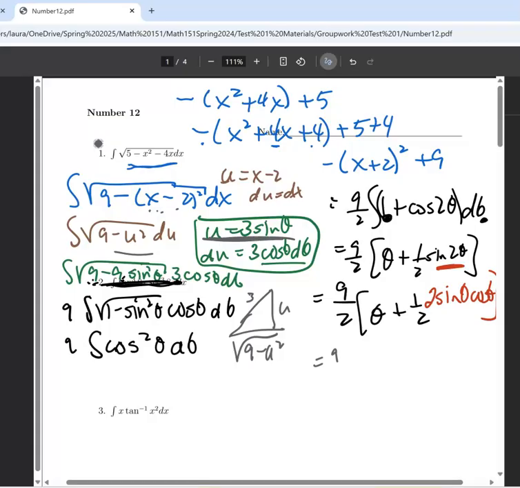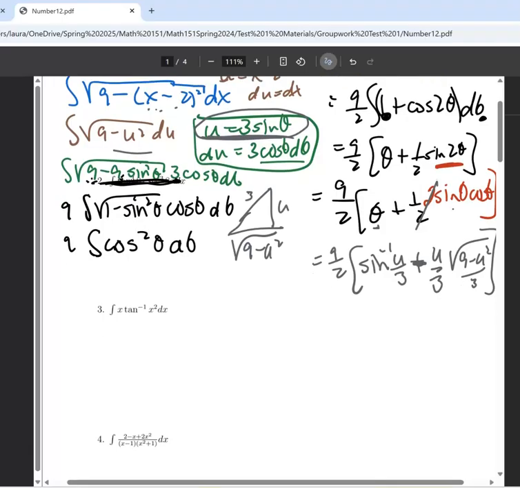So then 9/2, to solve for theta, I'm going to use this and get inverse sine of u over 3. These 2's cancel, and so then I get sine of theta, which is u over 3. Oops, I meant plus, not equal. U over 3, and then times cosine of theta, 9 minus u squared over 3, and then the last step is to put the u's back in, because I want to answer in x's.